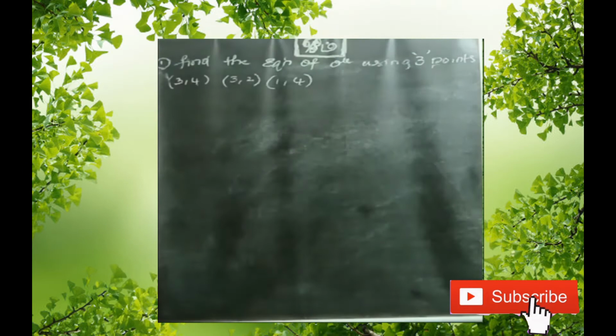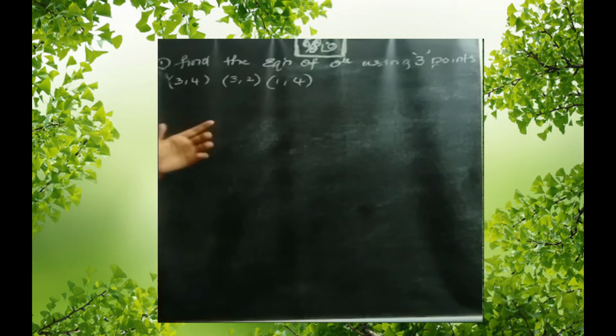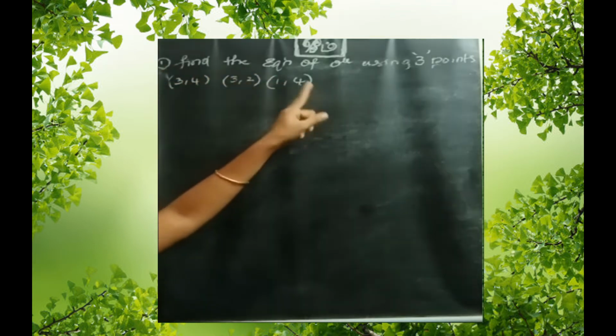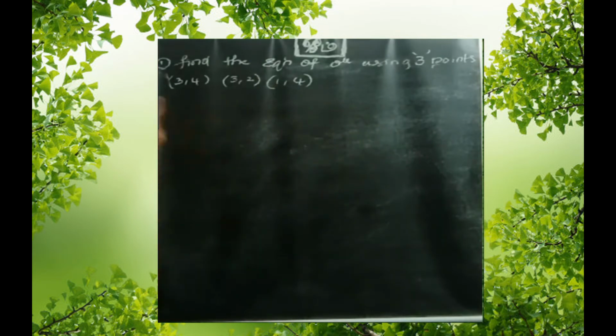In the previous section, we learned problems on the equation of a circle when two points and one equation are given. Now, in this section, we are going to learn the equation of a circle for 3 points. Let's see the question here. Find the equation of the circle using 3 points. The points given are (3, 4), (3, 2) and (1, 4).